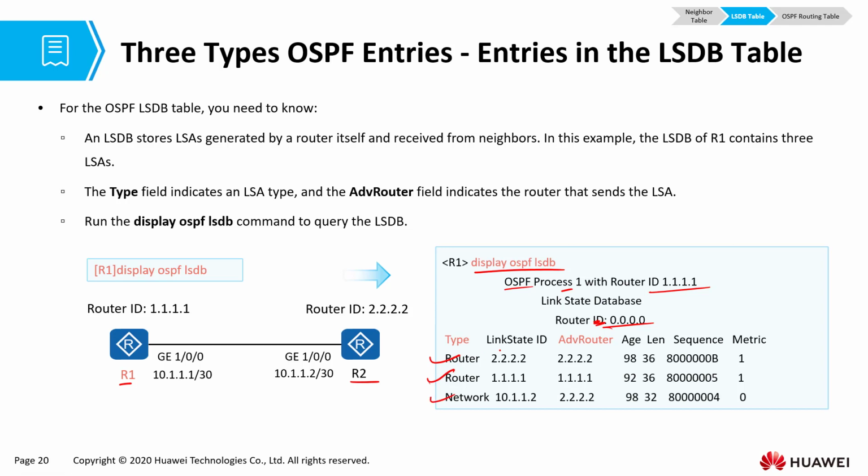So this router link state advert has the ID 2.2.2.2. It was advertised by router 2.2.2.2. This one has the ID 1.1.1.1. It was advertised by router 1.1.1.1. It is 98 seconds old. This is 92 seconds old. Its length is 36. This is the sequence, and that's the metric. So these are link state database entries, which are link state adverts, really.